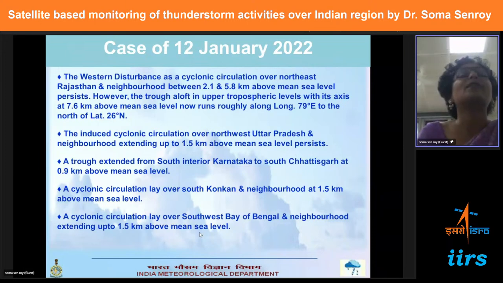I will show you an example of a case study of 12th January 2022. This is just a small case study to illustrate how we are using the data. So there was a western disturbance, and over East India, we were more interested. Over northwest Uttar Pradesh, there was a cyclonic circulation, and there was a cyclonic circulation over southwest Bay of Bengal. Over central India there was a trough, from South Interior Karnataka to South Chhattisgarh in the easterlies, and of course to the west, over South Konkan, there was a cyclonic circulation in the lower levels.